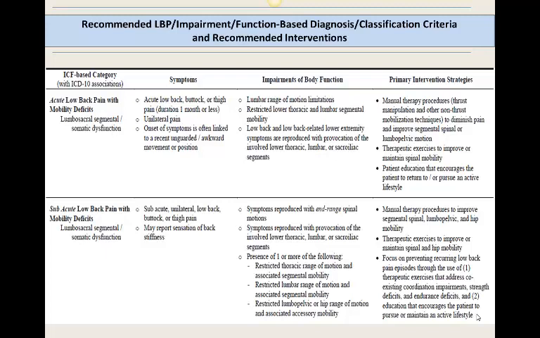The next category is subacute low back pain with mobility deficits. They have similar symptoms as the acute low back pain with mobility deficits. However, these impairments typically are reproduced with end range motions, and they usually will have restricted thoracic range of motion, lumbar range of motion, or lumbopelvic or hip range of motion with segmental mobility restrictions. Again, manual therapy procedures, thrust and non-thrust, are recommended. Therapeutic exercises to supplement the manual therapy. And the focus should be on preventing reoccurrence of low back pain.